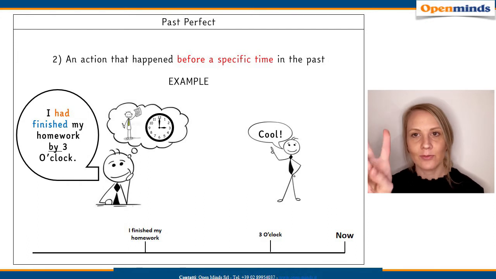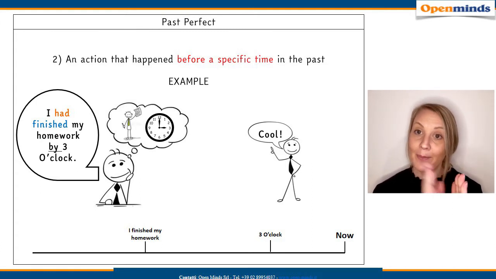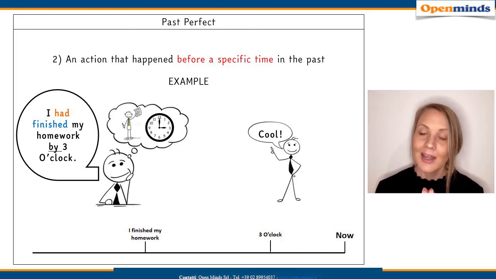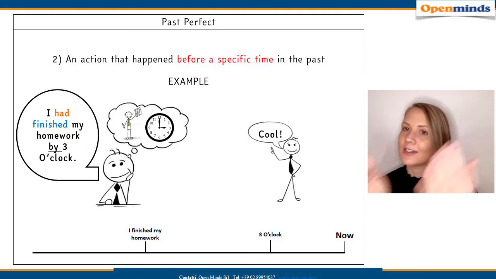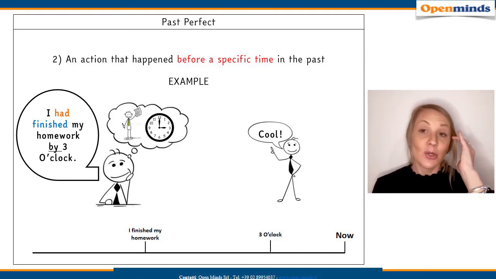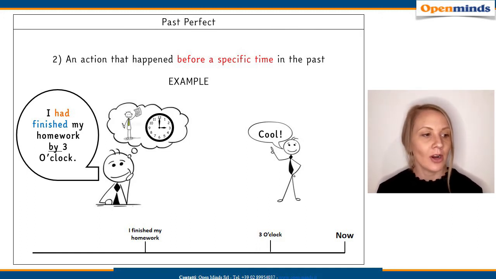Okay, let's look at reason number two to use past perfect. So to describe an action before a specific time, look at the timeline. I finished my homework. This happened before 3 o'clock. Now, in the present moment, it's after 3 o'clock. So 3 o'clock is in the past. So we are describing that this action has been completed before 3 o'clock. I had finished my homework by 3 o'clock.